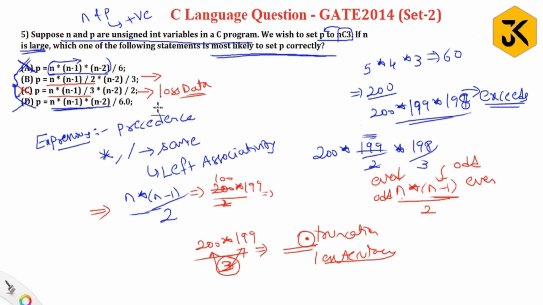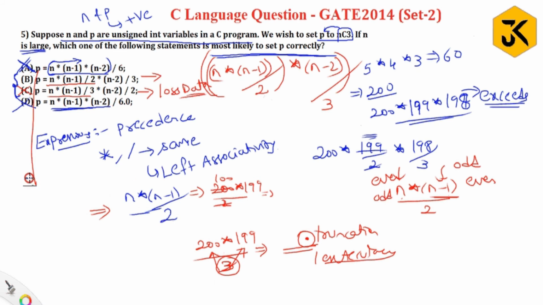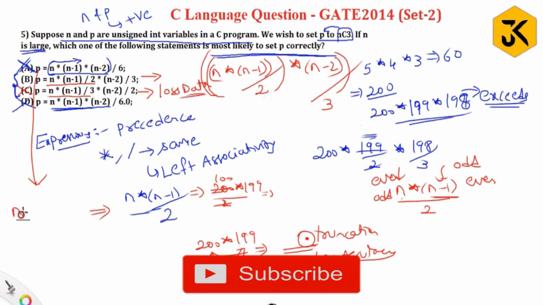Coming to option B, it is definitely correct. Why definitely correct? First n into n minus 1 will be calculated. Then it will be divided by 2, so it will reduce our data by half. Then this entire thing is going to multiply with n minus 2. Then this entire thing is going to divide by 3. Whereas coming to option A, what we are doing is immediately multiplying n into n minus 1. Then that result we multiply with n minus 2. Then that result we divide by 6.